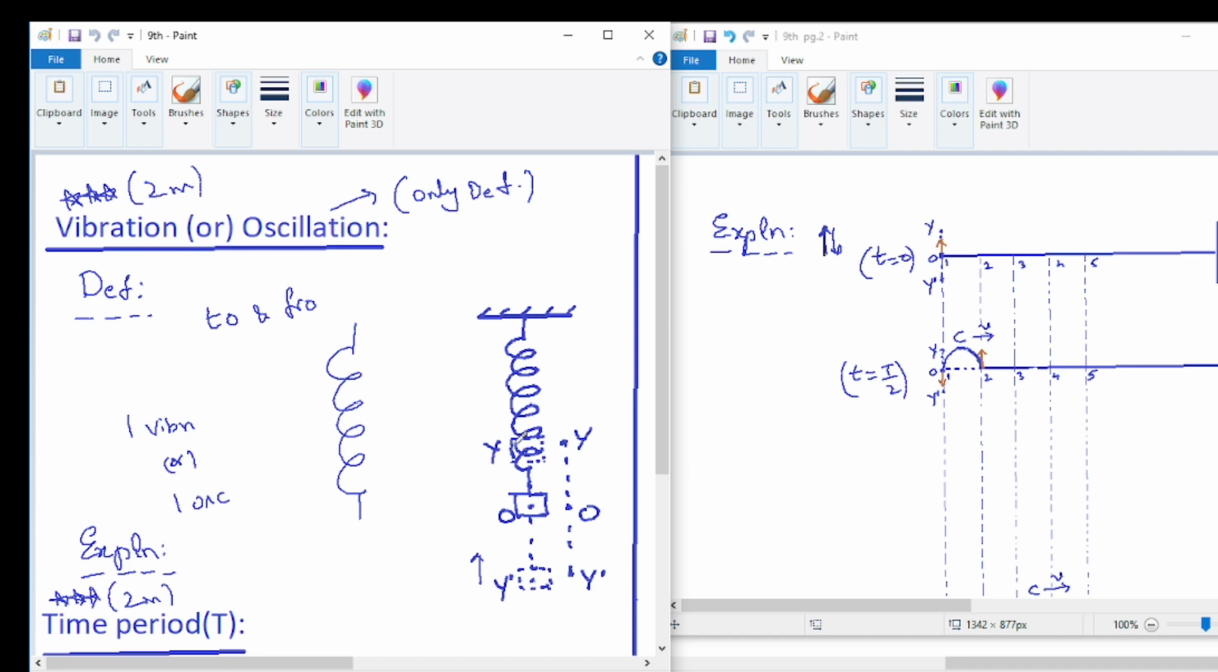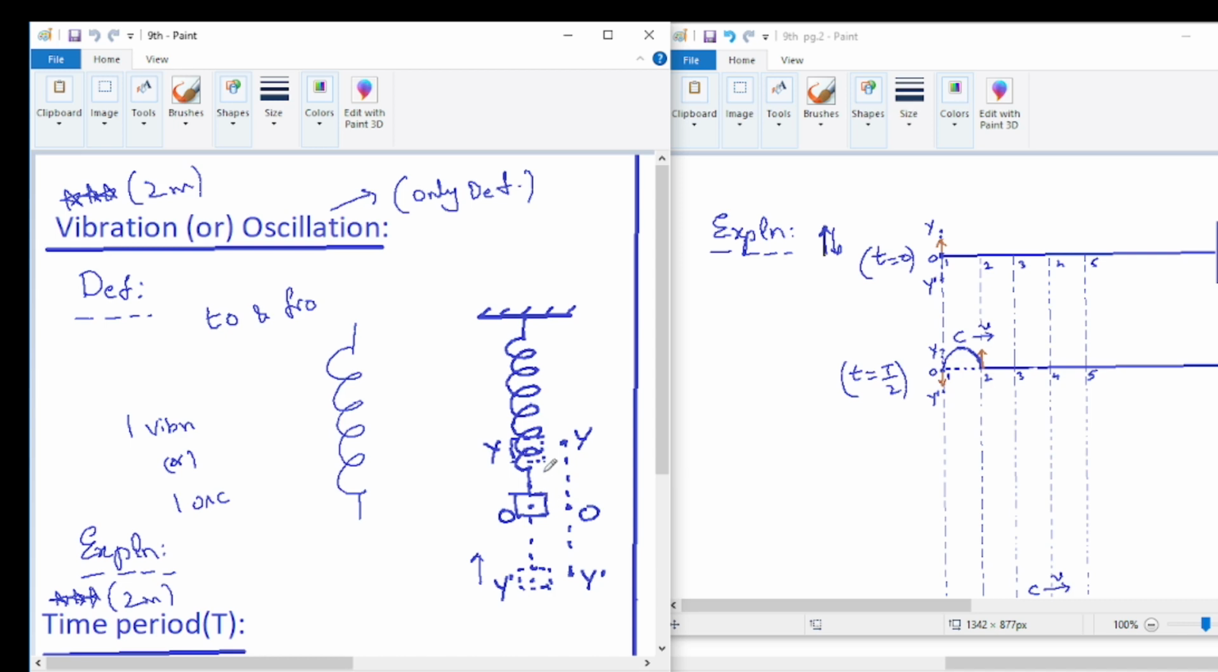During vibratory motion, there are two directions of motion. Upwards from Y dash to O to Y, and then downwards from Y to O to Y dash. This way it's executing to and fro motion. Upwards is towards the topmost point Y, and downwards is away from the topmost point Y. So to and fro motion itself is called vibratory motion.